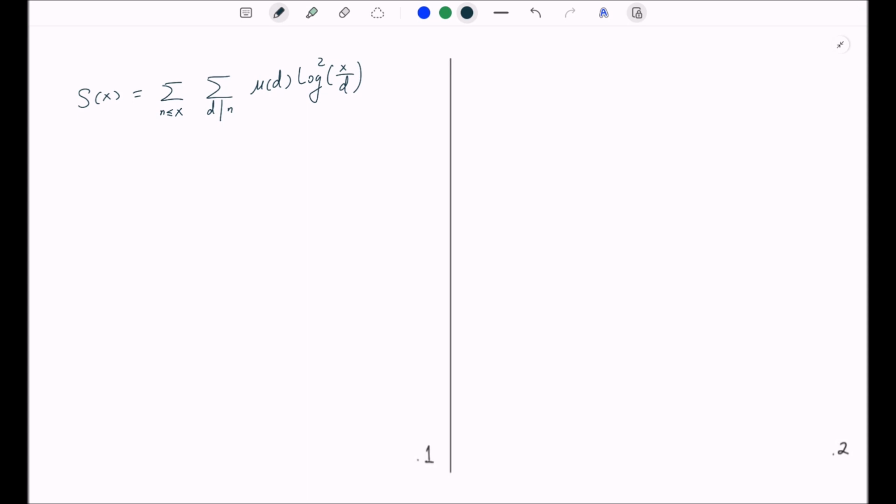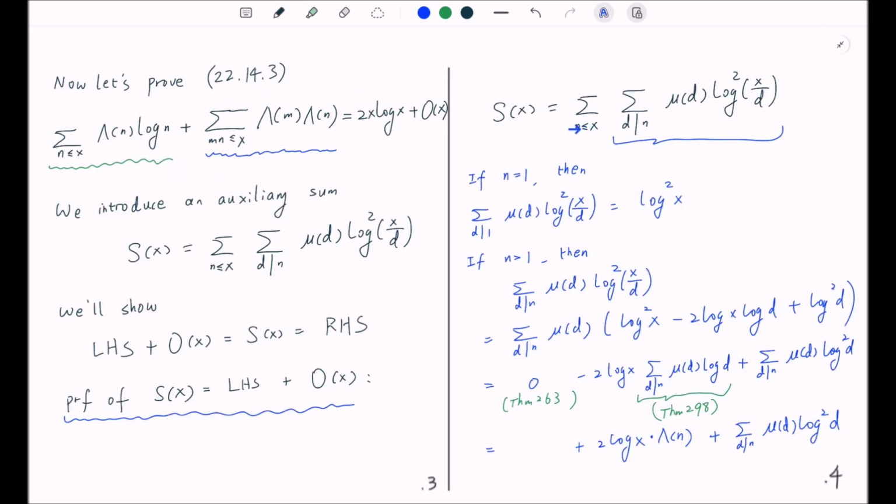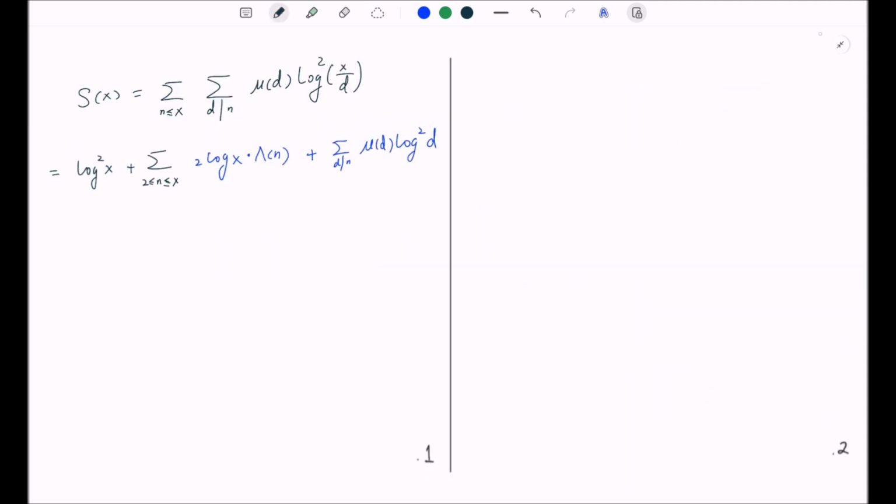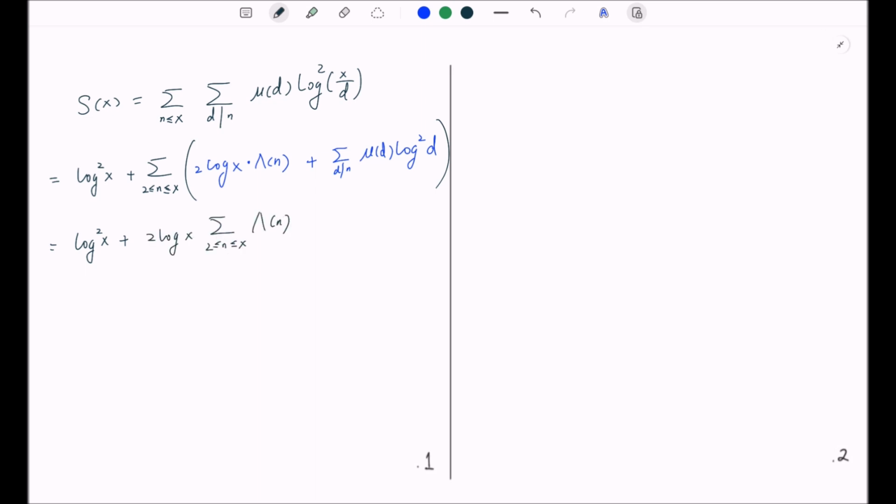Therefore, S of x can be simplified as log of x squared plus the summation for n less than or equal to x but bigger or equal to 2 of this guy. And now we take this sum and simplify it a little bit more. You might have seen immediately that this sum is precisely psi of x. Notice that lambda of 1 is equal to 0.